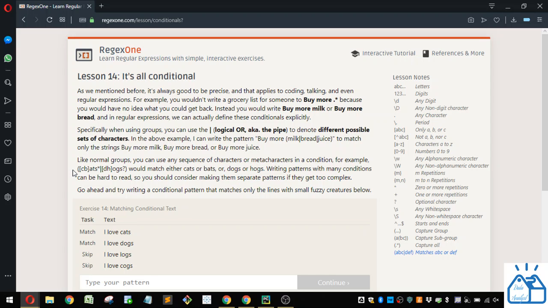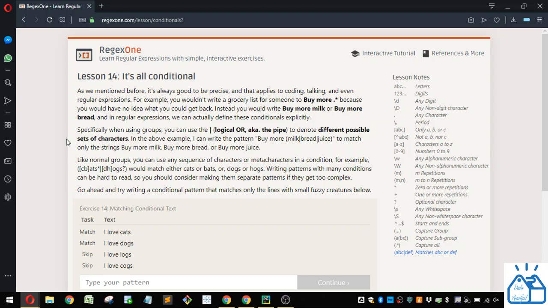Today we're going back to work on the regular expression tutorial. So this is at regex1.com if you want to follow along. Also, if you want to join from the first lesson, I'll put a link in the description below so you can do that. Otherwise, I'm going to go ahead and get started. So it's lesson 14, it's all conditional.